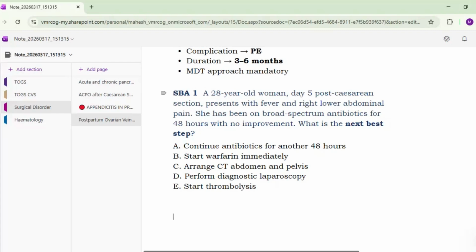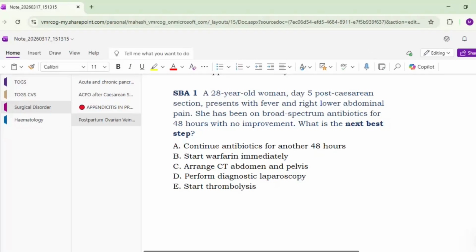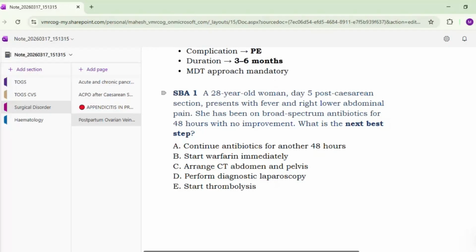But there are no typical features suggestive of appendicitis. They would have given more elaborate features if they had been suspecting appendicitis. So arrange this CT also. In initial investigation they have given us USG, but here they have given CT abdomen and pelvis as the correct answer.